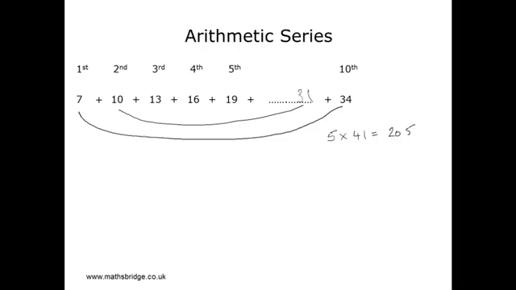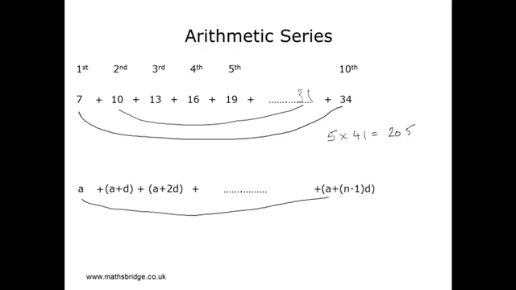We'll have a look at this in the general case again. So we start with a, we add a plus d, we add a plus 2d, we carry on, and we add the final term, a plus (n minus 1)d. Recognising then that we can pair these up, we pair the first and the last term, for example. So we have a plus a plus (n minus 1)d, so in other words we have 2a plus (n minus 1)d. That's what each pair is.